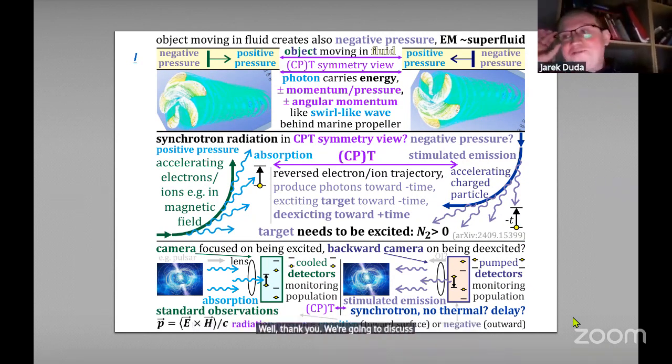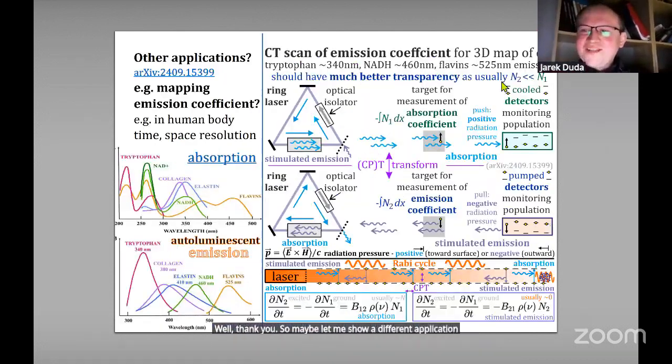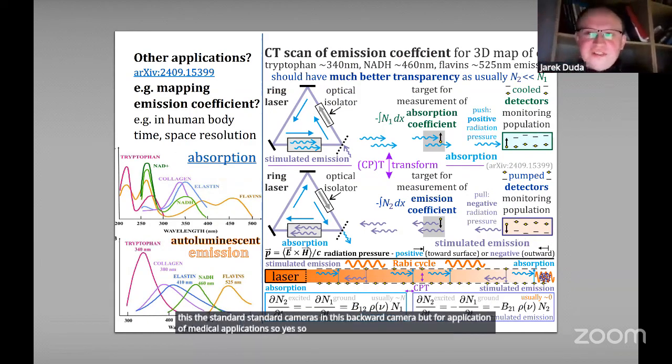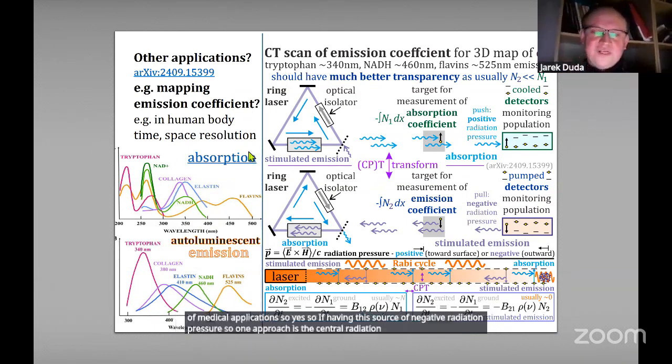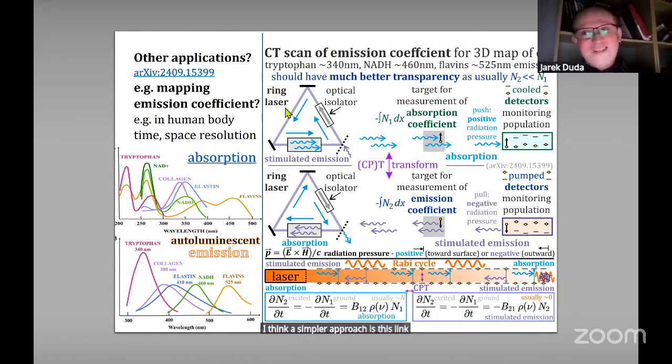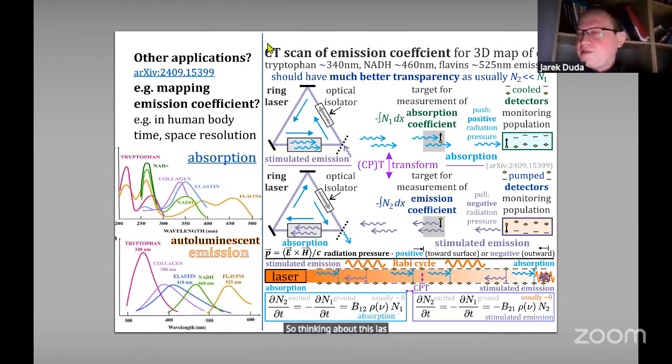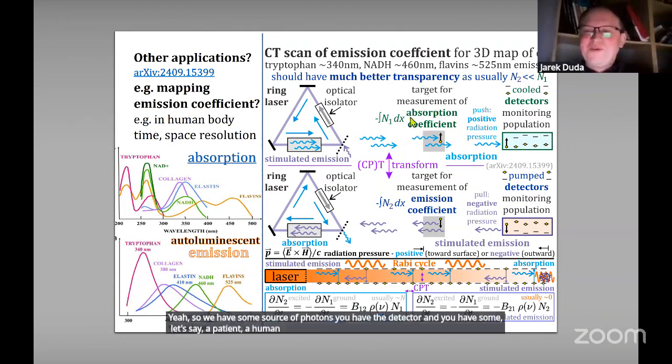So maybe let me show a different application of something very similar. Again, these are standard cameras, this backward camera, but for a medical application. If having this source of negative radiation pressure, one approach is the synchrotron radiation. I think a simpler approach is this laser, but still it's not simple to get access to these kinds of lasers. So let's think about a CT scanner, computer tomography scanner. We have some source of photons, you have the detector, and you have, let's say, a patient, a human body in the middle.